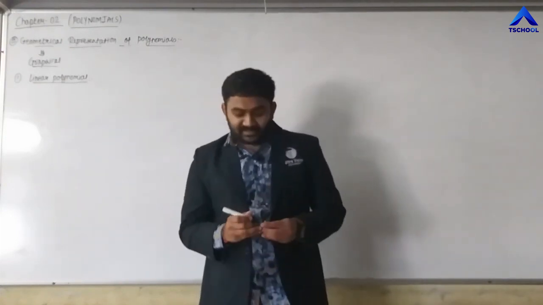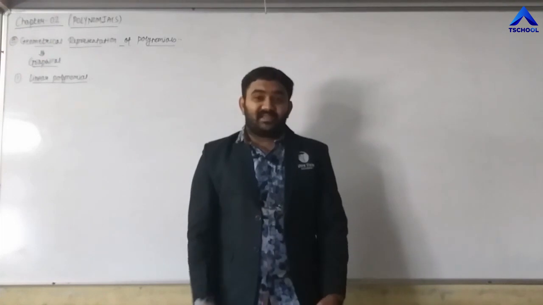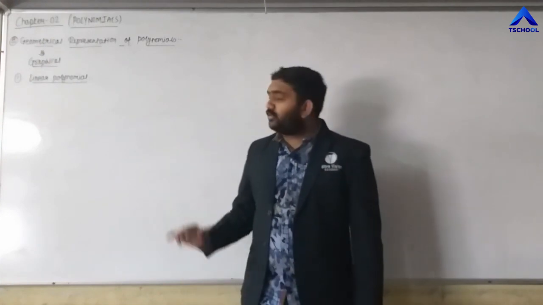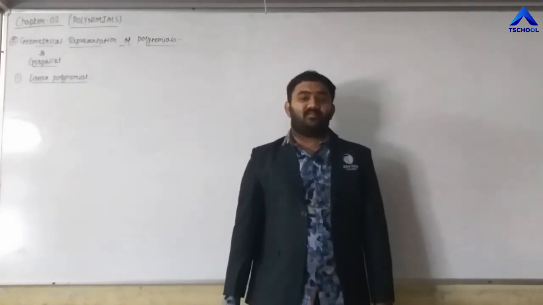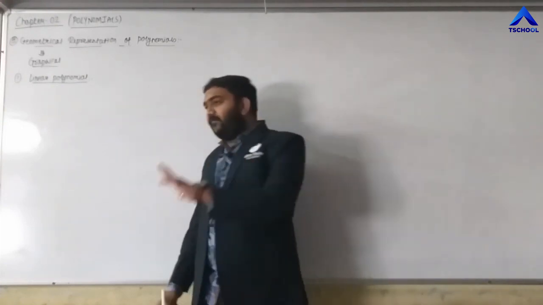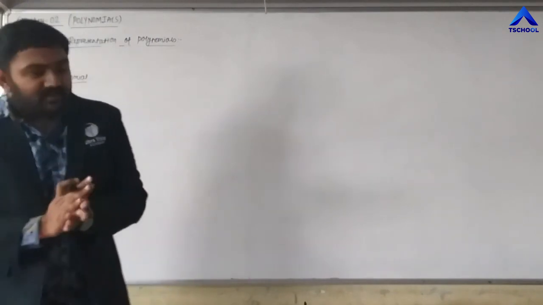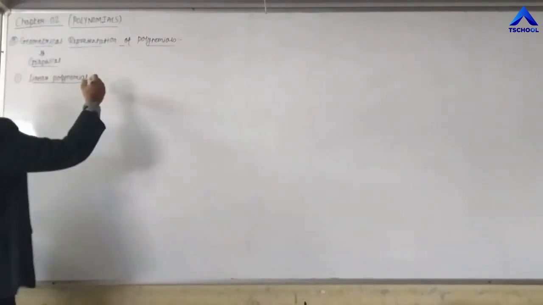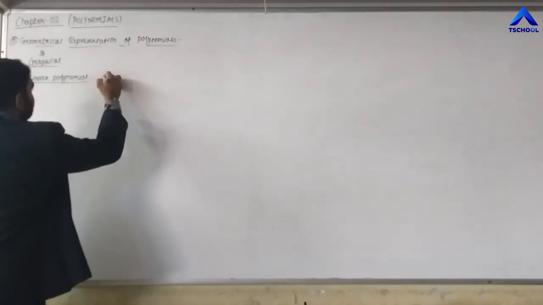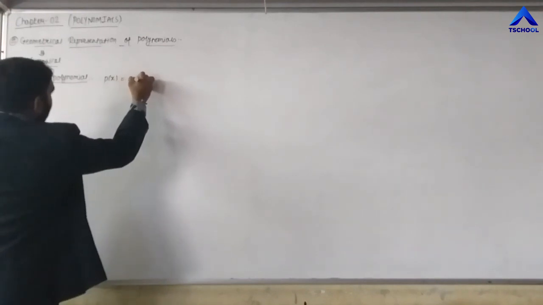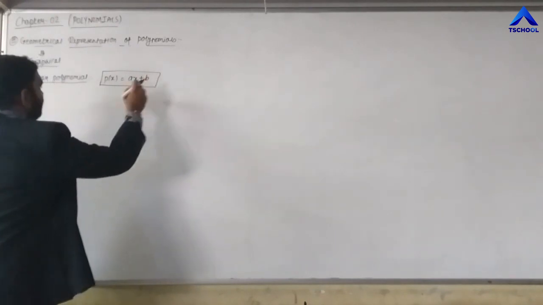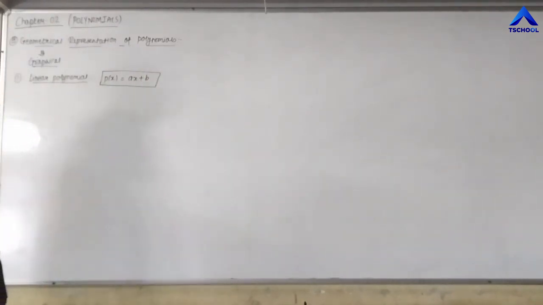Recently in the board examination it was asked what is the graph of a quadratic polynomial. A quadratic polynomial is represented graphically in the form of a parabola, which we will discuss in the next topic, that is quadratic polynomial. Before that, coming to the linear polynomial. A linear polynomial has a general form of p of x equals ax plus b. You need to remember that it has a general form of p of x equals ax plus b.